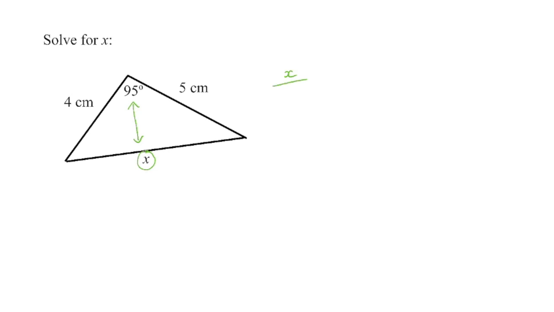So if I were to set this up, x over the sine of 95 equals, I now need another pair of opposites. Even though I know this side length, I don't know the angle opposite. So the sine law is not able to be used in an example like this.